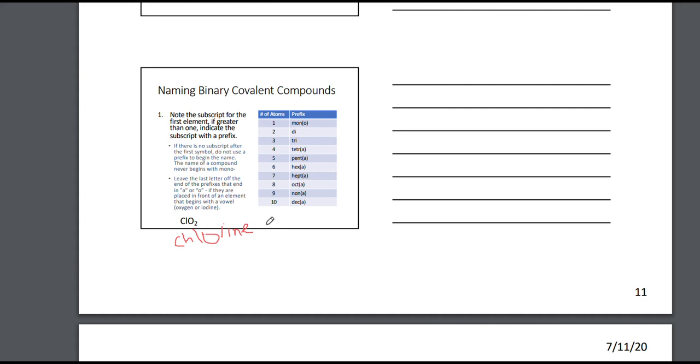How many oxygens do I have? I have 2 oxygens. Di. And then we use the base, the root of the element, and we use IDE at the end. So it's chlorine dioxide. Okay?